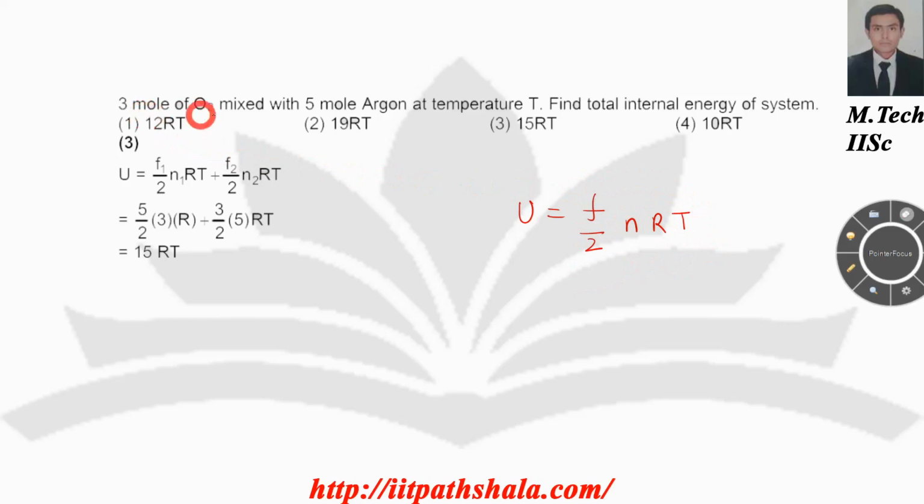Now you are given oxygen and argon. I know that the degree of freedom for oxygen is 5 and for argon it is 3. Number of moles are given to me as 3 and 5 for the respective gases. Put them in the formula. Now there are 2 gases, so you have to add both of them. You have to include both of their contributions in the equation. I have done it over here. Just simply put in the formula and you will land up with the expression over here. So the total internal energy is coming out to be 15 RT.